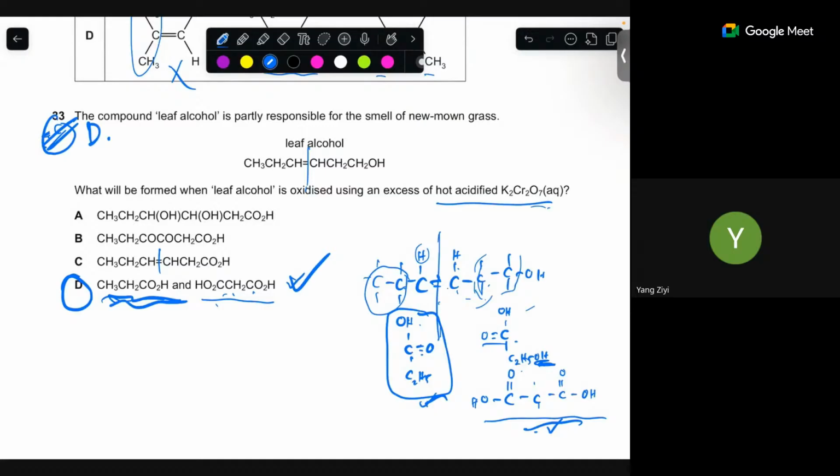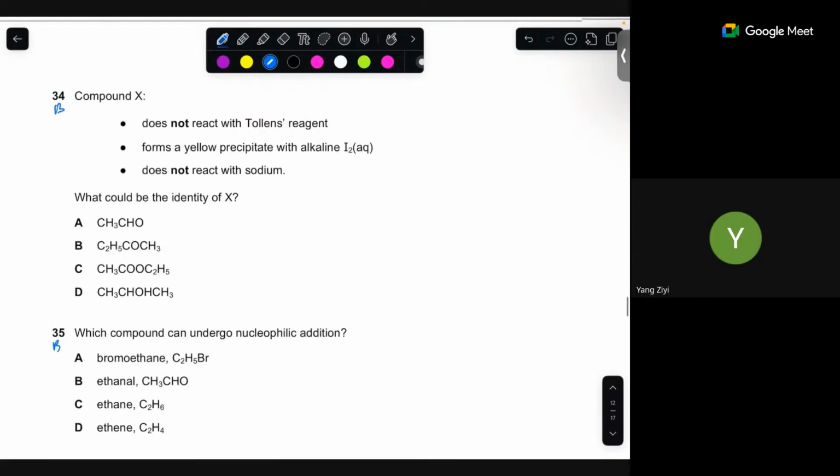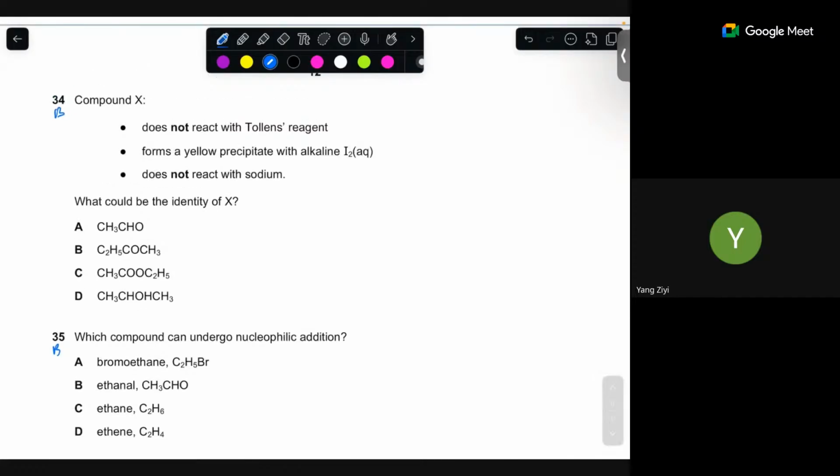Yeah, I'll put it in the comments also for the YouTube. Now, for the 34, compound X does not react with Tollens' reagent. If it does not react with Tollens' reagent, then it must be ketone. So aldehyde must react with Tollens' reagent. It forms a yellow precipitate.